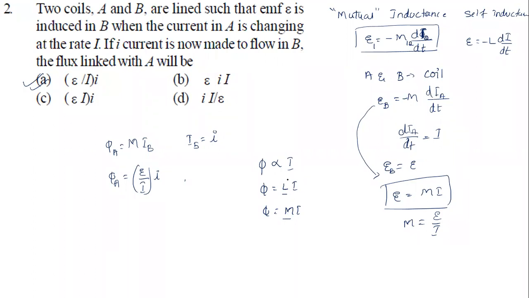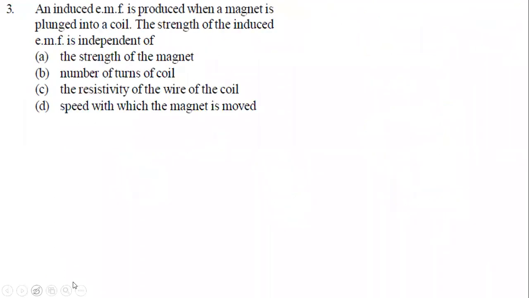So L and M are what we call the self-inductance and mutual inductance coefficients. L is the coefficient of self-induction, M is the coefficient of mutual induction, and the unit for both is Henry. Unit for both L and M is Henry, that you need to know. Okay, so it's clear. Let's move on to the next question now.